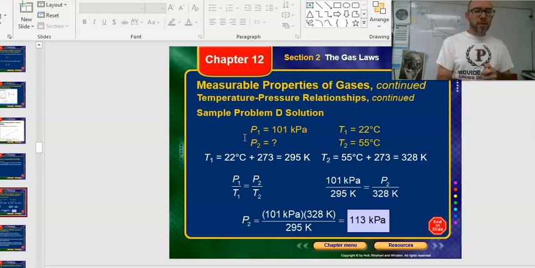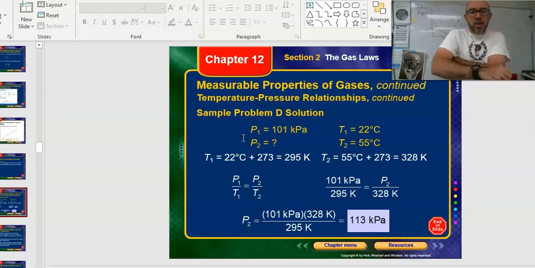So as we gather our information, pressure 1 is 101. We're looking for pressure 2, and we add 273 to both temperatures to get 295 for our initial temperature and 328 for our final temperature. So we're heating it. The pressure better go up. You better get an answer that's bigger. We're keeping the volume the same this time. We're not letting it expand freely. We're holding it in a container and we're heating that thing up.